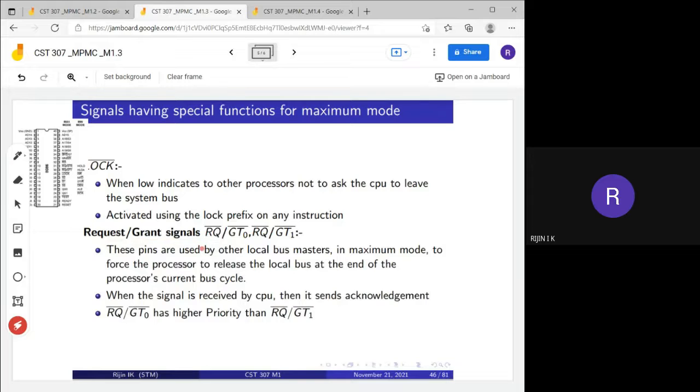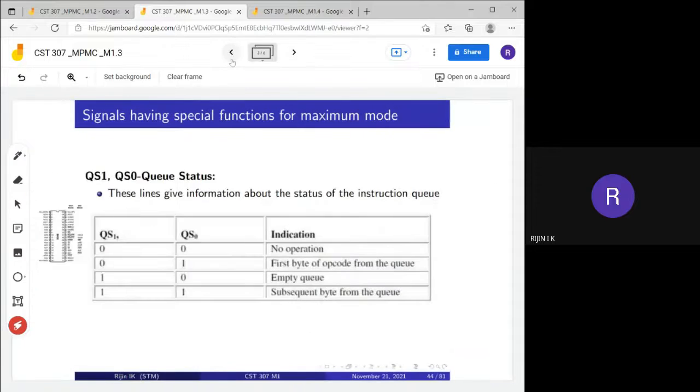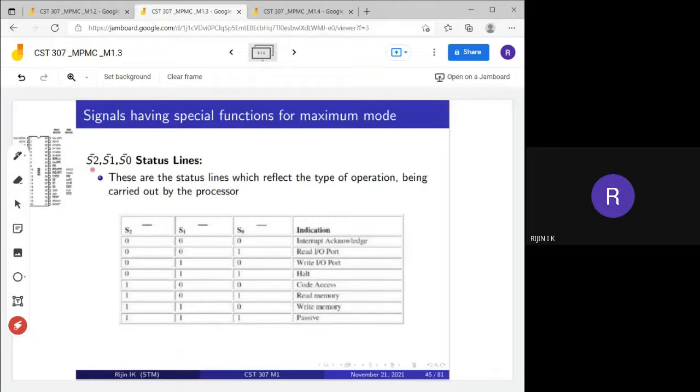So these are the different pins or signals available in maximum mode operation of 8086. What are they? These are QS1 and QS0. They show the status of the instruction queue. Then S2, S1, S0 are status lines, which show the type of operation that is being carried out by the processor. What kind of operation it is performing.